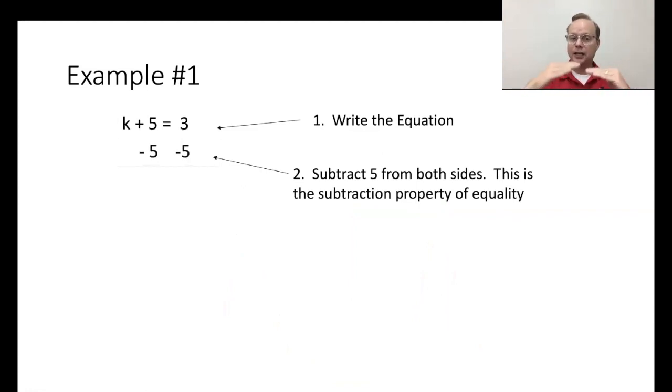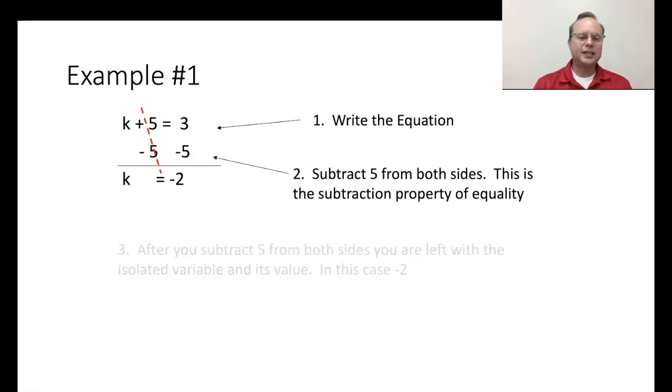It's still equal. Then I end up with just k plus positive 5 minus 5 is 0. So k plus 0 equals, and then 3 minus 5 is negative 2. So k equals negative 2 in this scenario. We've just solved this equation. And I know this is a very easy one, but it's a review one, right? Okay, so k is equal to negative 2.